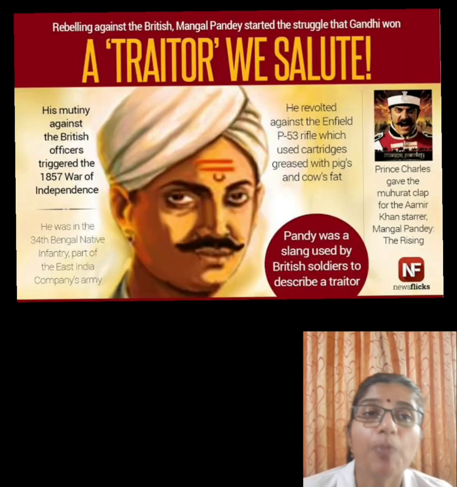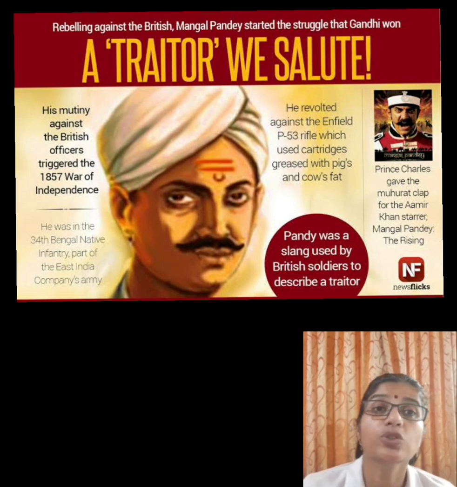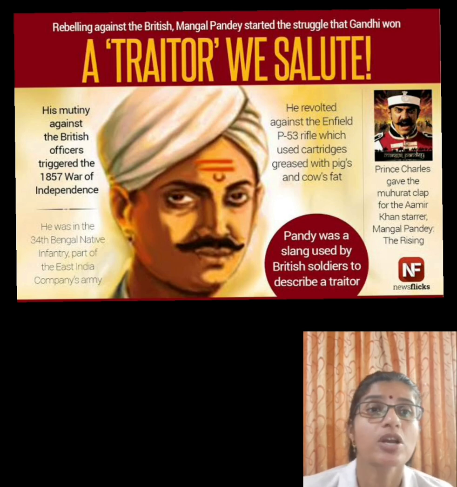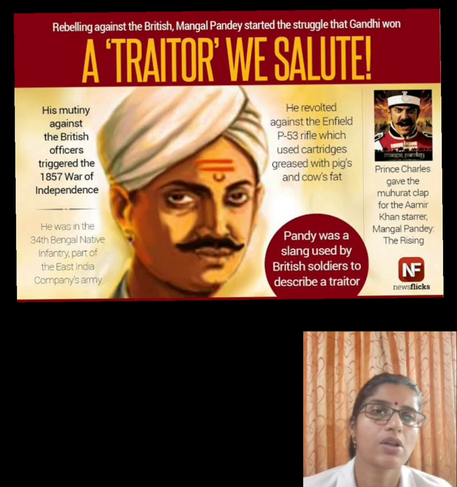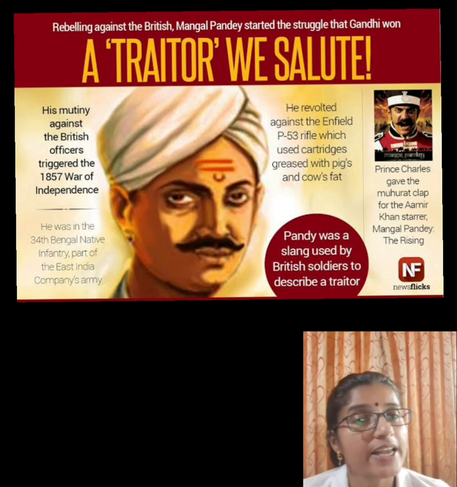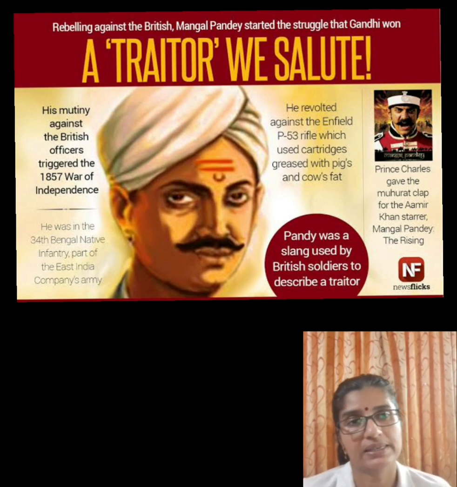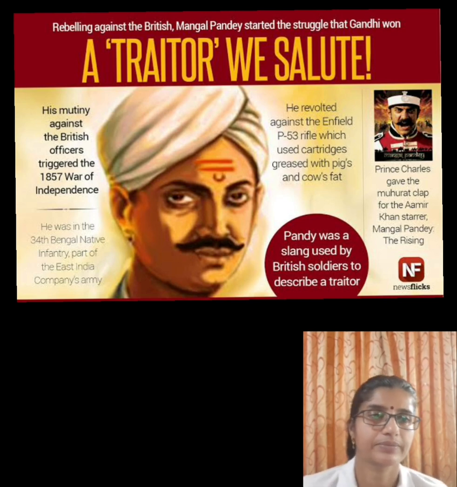On 29th March 1857, a young soldier, Mangal Pandey, was hanged for attacking his officers in Barrackpore. Some days later, some sepoys of the regiment at Meerut refused to do the army drill using the new cartridges. As a result, 85 sepoys were dismissed and sentenced to 10 years in jail for disobeying their officers. This happened on 9th May 1857.